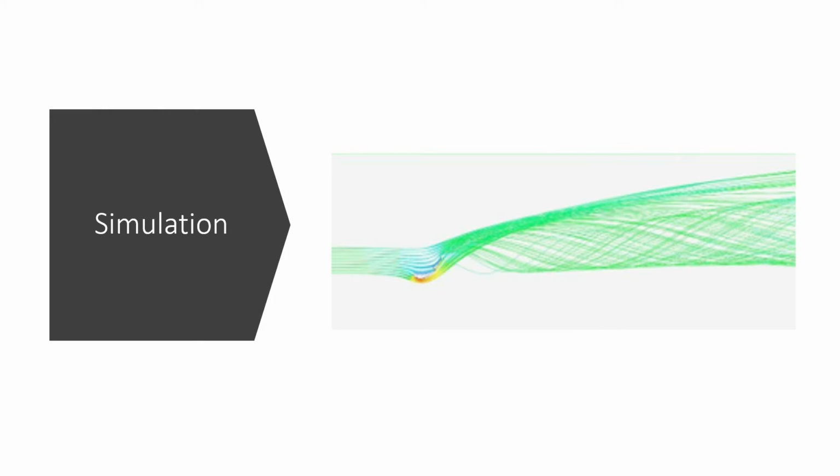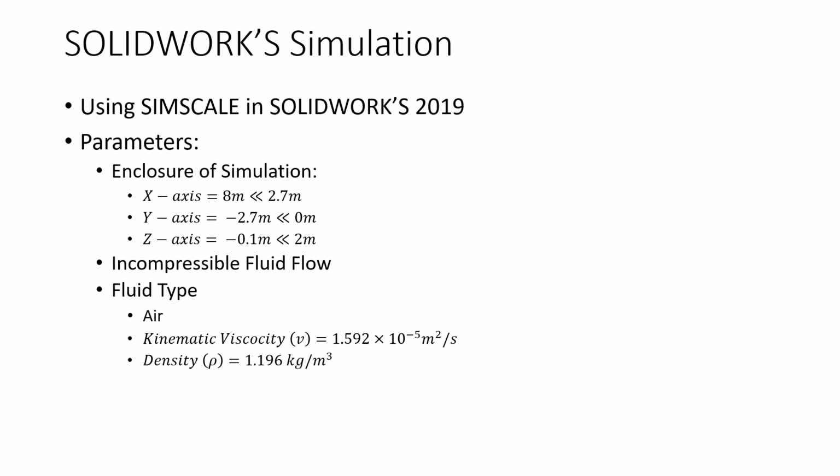So next I will talk about the simulation of the rear wing. By using SimScale in SolidWorks 2019 version, we have set the parameters as such. The enclosure of the simulation on the x-axis is from 2.7 meters to 8 meters. On the y-axis is from 0 meters to negative 2.7 meters, and on the z-axis is from negative 0.1 meter up to 2 meters. Then next we have also chosen an incompressible fluid flow.